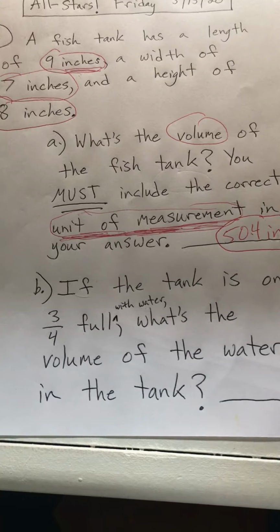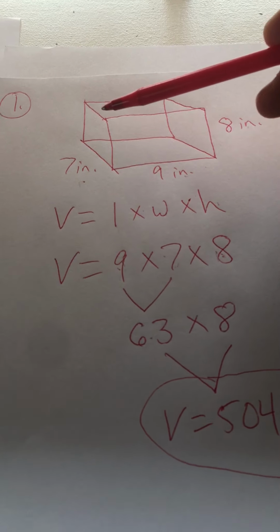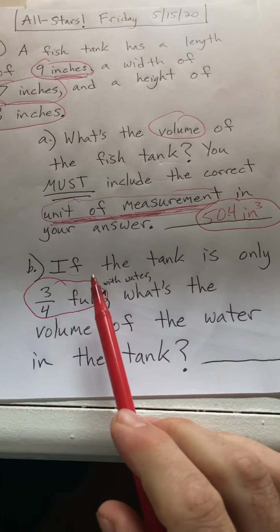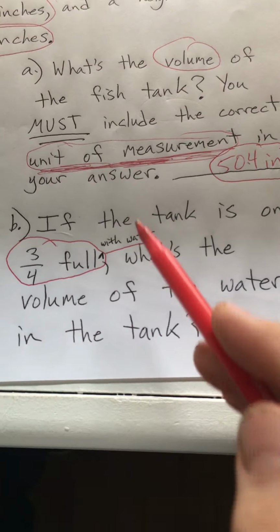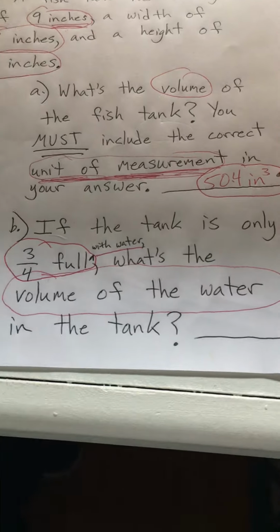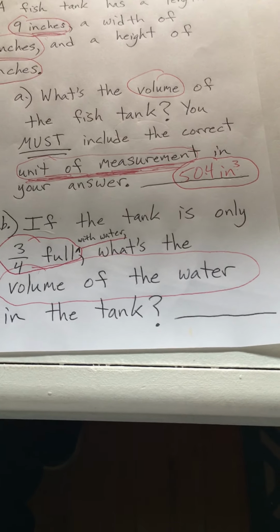If the tank is only 3/4 full, so this tank is not completely full. So this volume is as if the entire thing is full. But this problem is saying that the tank is only 3/4 full with water. What's the volume of the water? So the volume of the tank we found, 504 inches cubed, or cubic inches is another way to say that.